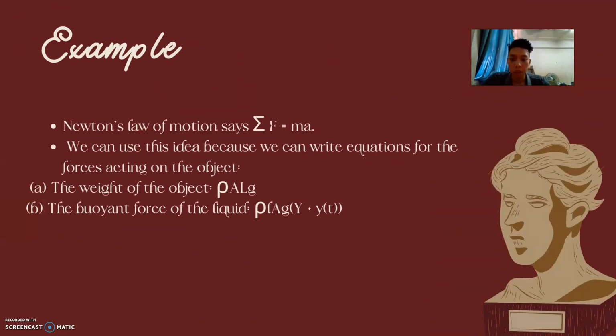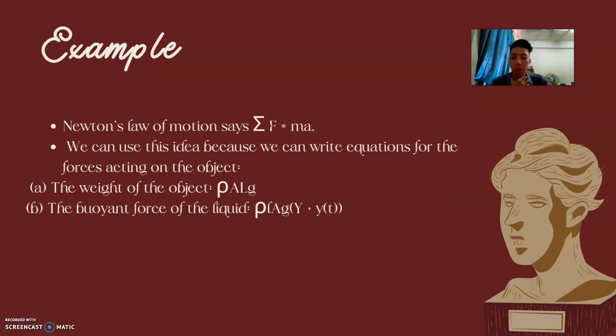The examples of the modeling in Archimedes' principle: Newton's second law of motion says the summation of F equals ma. Hence, we can use this idea because we can write equations for the forces acting on the object. The weight of the object is written as rho Al times g.